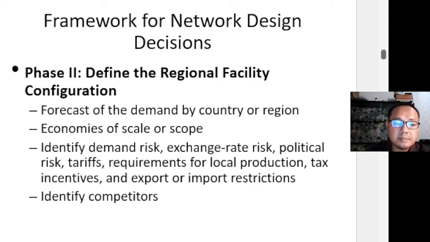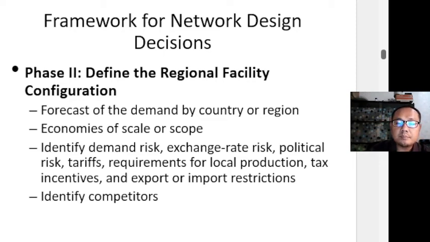Such a forecast must include a measure of the size of the demand and the determination of the homogeneity or variability of customer requirement across different regions. Okay. So homogeneous requirements favor large consolidated facilities, whereas requirements that vary across countries favor flexible facilities or smaller localized and dedicated facilities. So the next step is for the manager to identify whether economies of scale or scope can play a significant role in reducing cost.